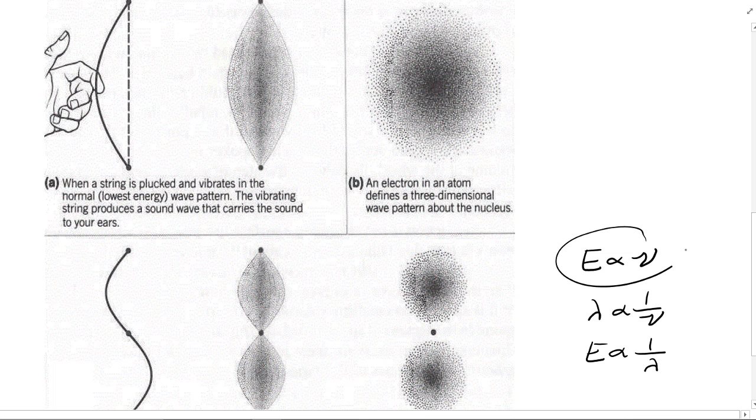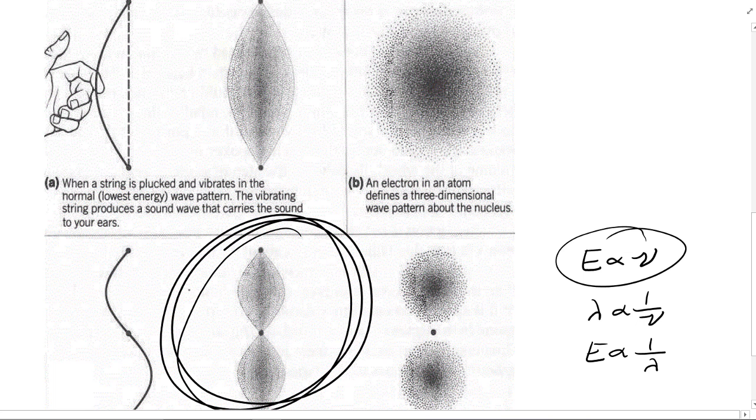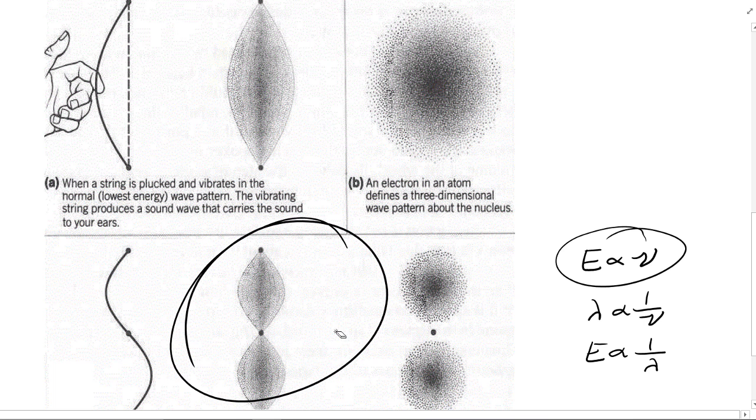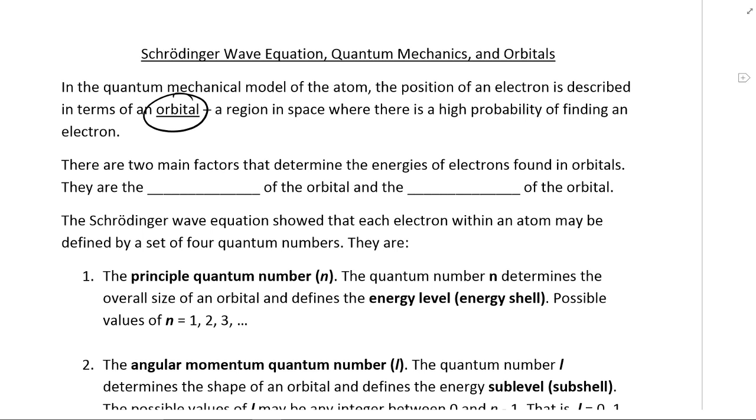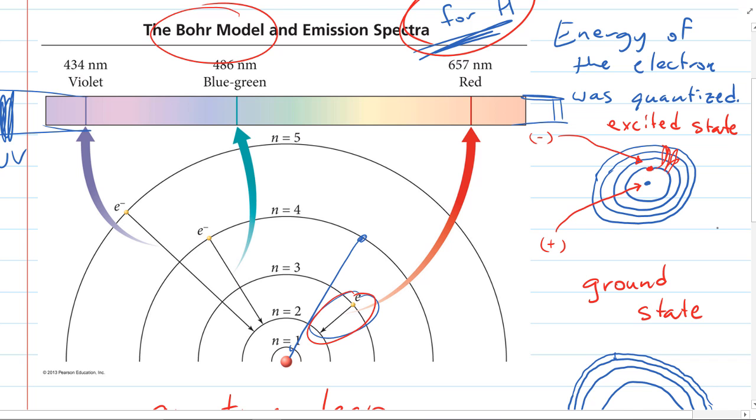But what's going to be pretty important here is this relationship of energy to the frequency. And so again, this one here has a greater frequency. And if this has a greater frequency, this one means it has a greater energy. Exactly. So we go back then to our handout, and it says that there are two main factors that determine the energies of electrons that are found in orbitals. One of them goes back to where we started today. What happens to the potential energy the further we get away from the nucleus?